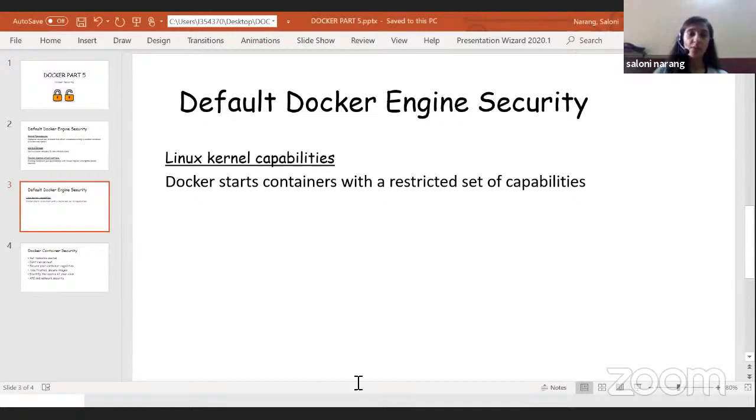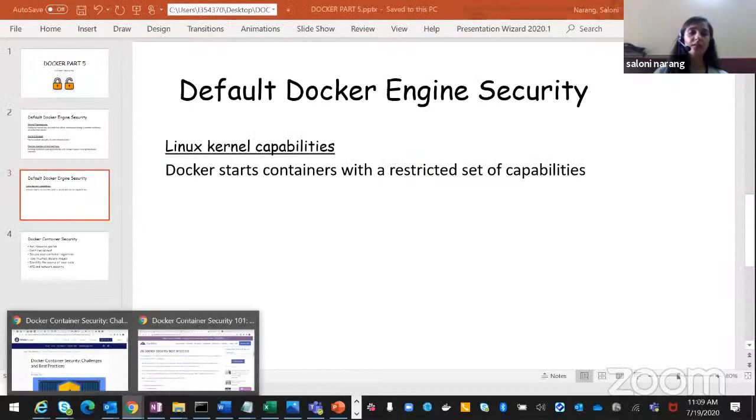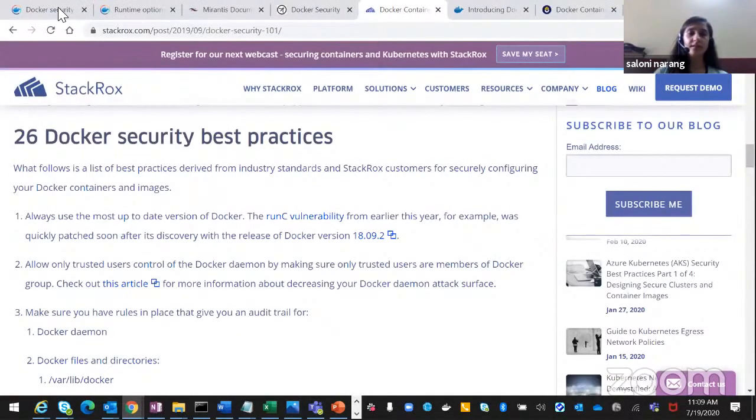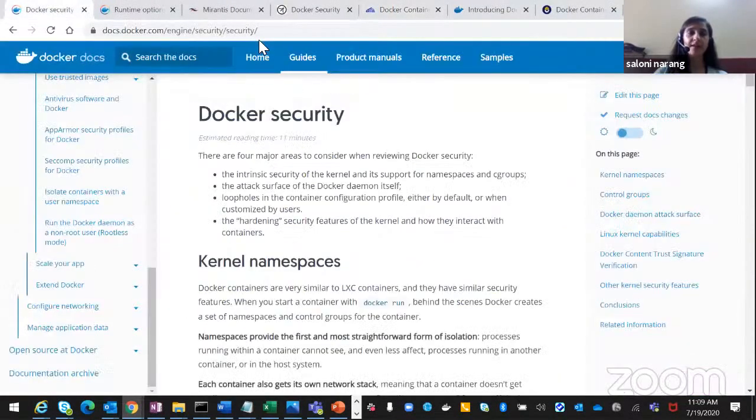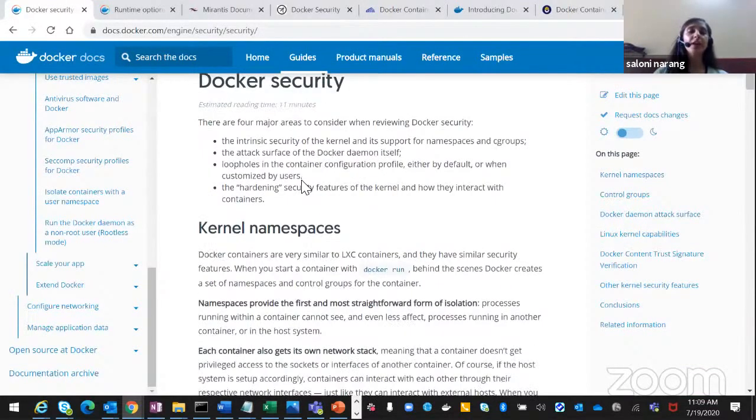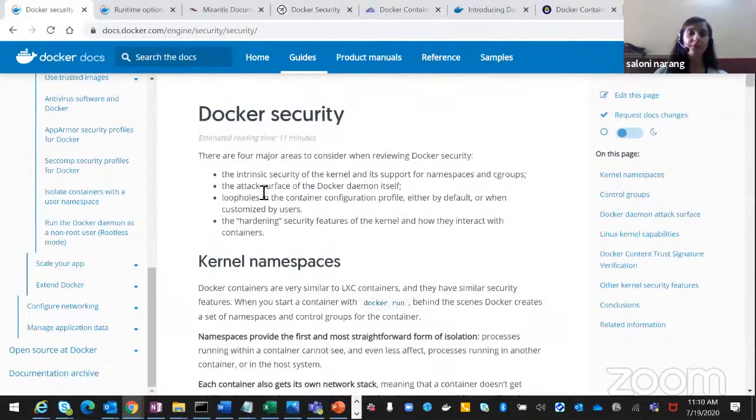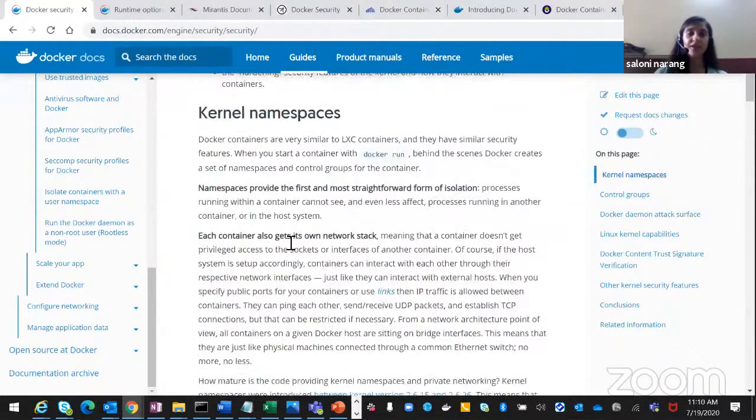So now, if you want to learn more about these defaults, you can go to this Docker doc link, which I will be sharing shortly. You can go to this security page, and I will paste it after my session. You can go and deep dive into each of the default security features. So let's read a little about it.